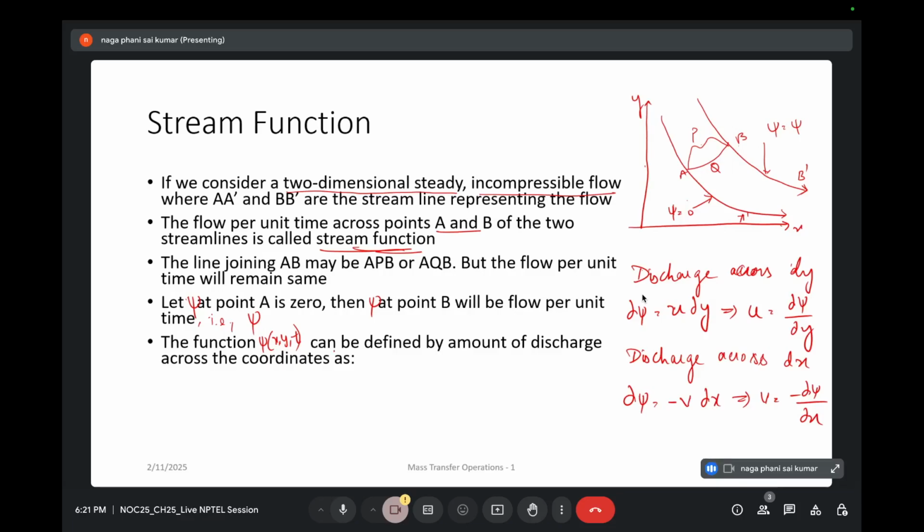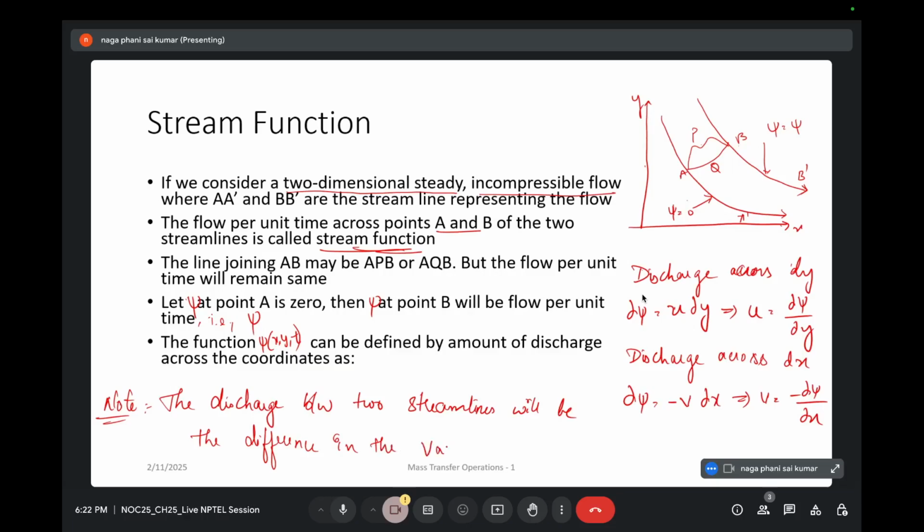Also note that the discharge between two streamlines will be the difference in the values of the stream functions.